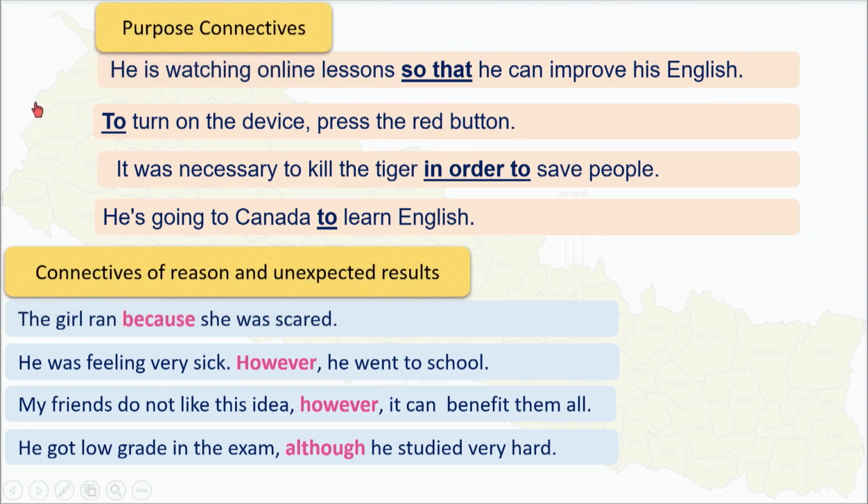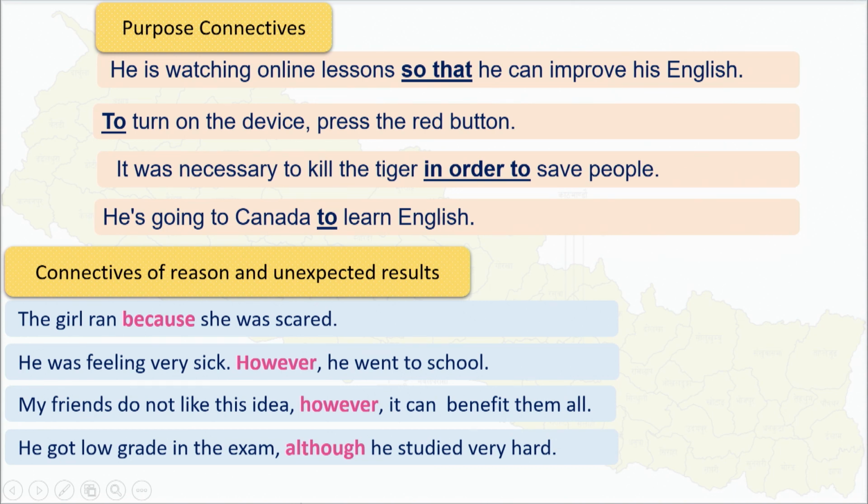So the first ones are purpose connectives, and the second part are the connectives of reason and unexpected results. So because was the reason, and the other is unexpected results. Unexpected results means the same thing that we said about contrasting earlier. Contrasting means we have one situation but the result comes different. So the first situation or idea is different, contrasting from the next one, or an unexpected result is seen there.